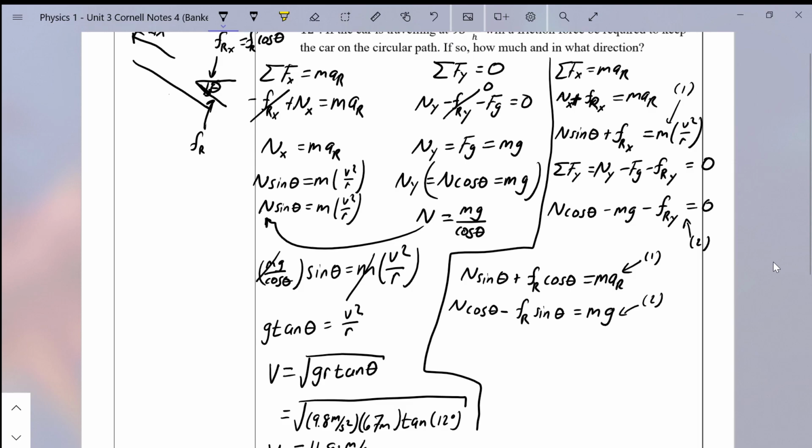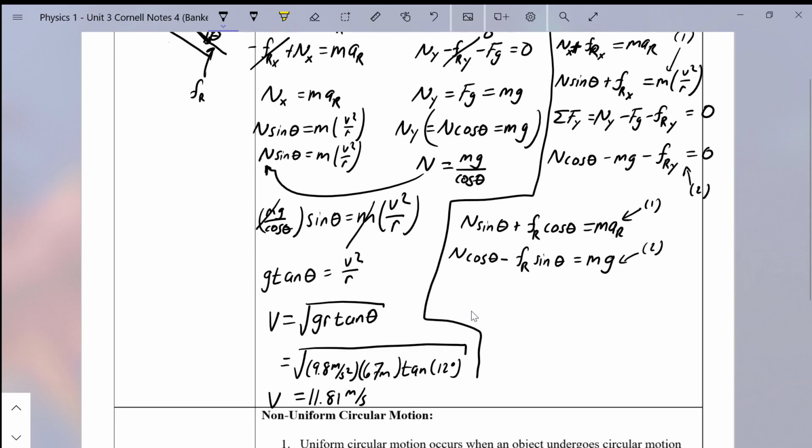So without any real prompting or reason, other than my own personal experience, I'm going to multiply one of these equations by cosine and one of these equations by sine. The one that I'm going to multiply by cosine is equation 1. The reason I'm doing that is because I will get a cosine squared term multiplied by f sub r. And if I multiply equation 2 by sine, I get f sub r sine squared theta. And you'll see what happens when we do this.